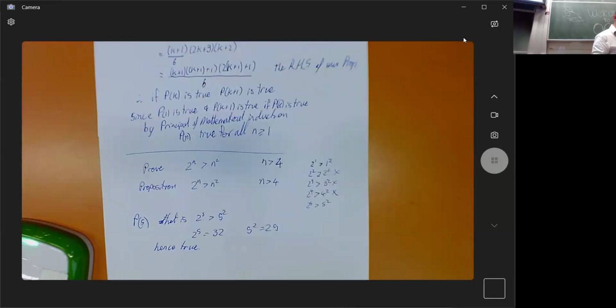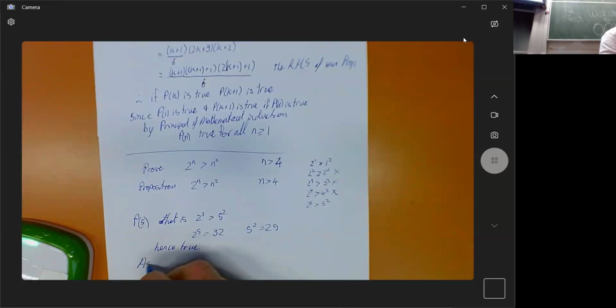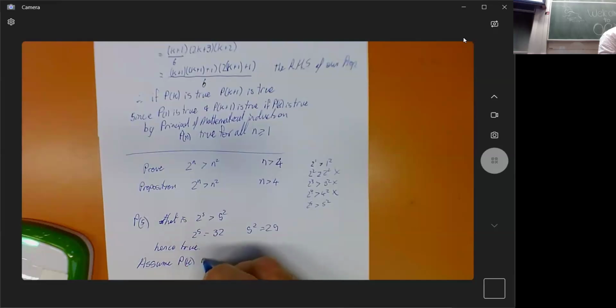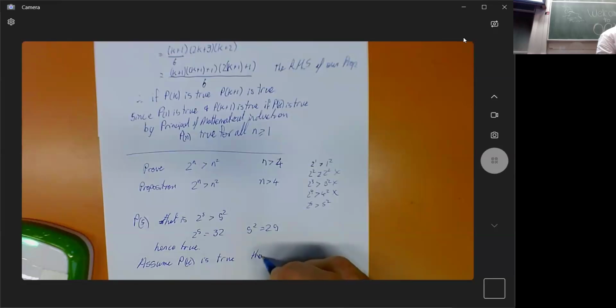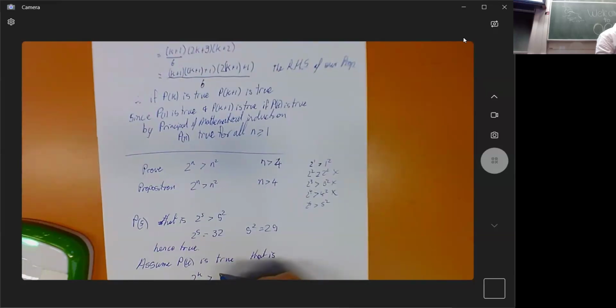All right, so we're going to assume P(k) is true, and we're going to state what that is. So I go, that is 2 to the k greater than k to the power 2. All right. We are loving this plan so far.